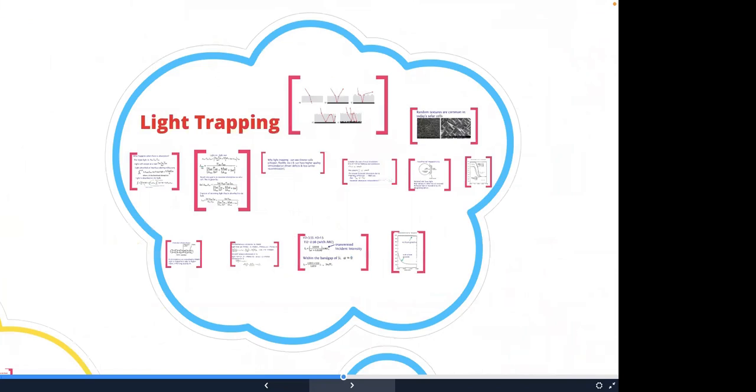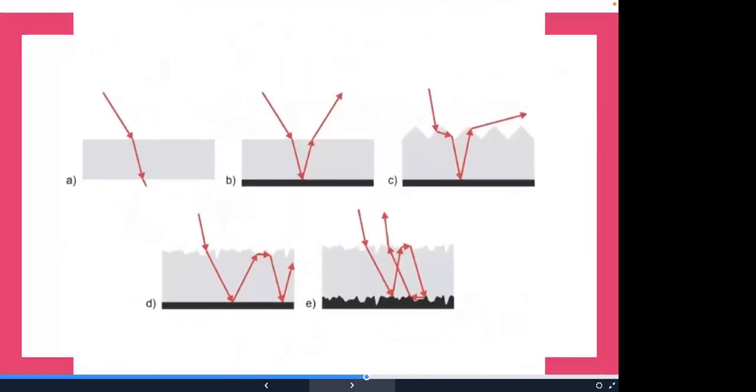Now I want to use this idea of detailed balance, which is that light coming into a system is equal to the light leaving the system under dynamic equilibrium, and apply it to the concept of light trapping. This is nice because we saw this already before, and you're going to see this in a little more detail later on. But let's first very quickly try to understand what light trapping is.